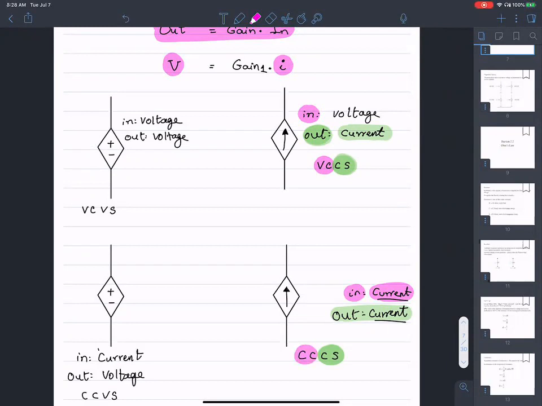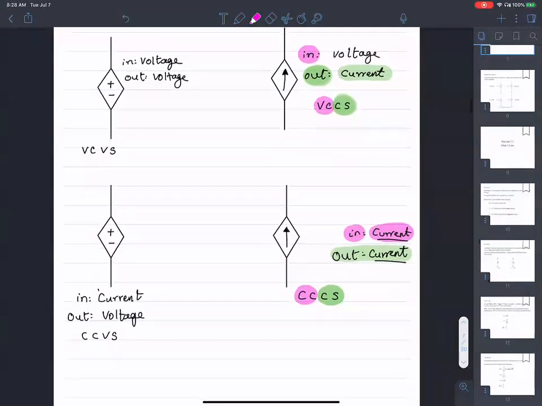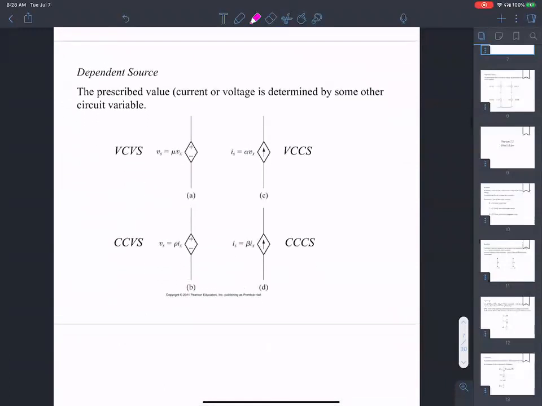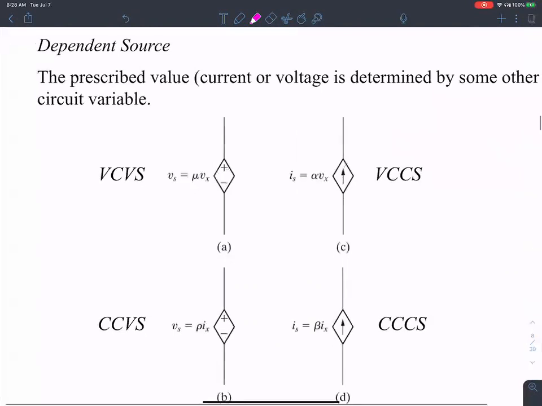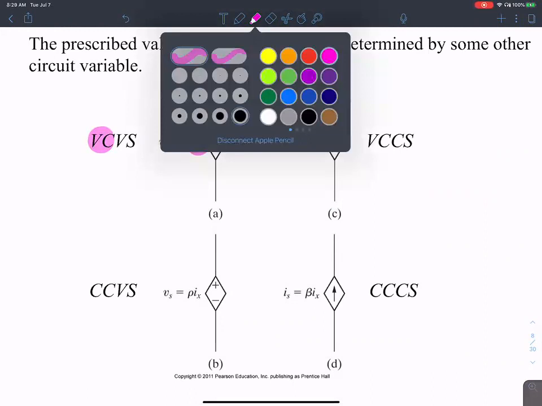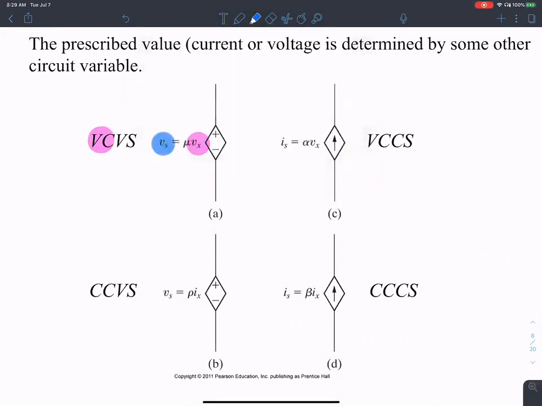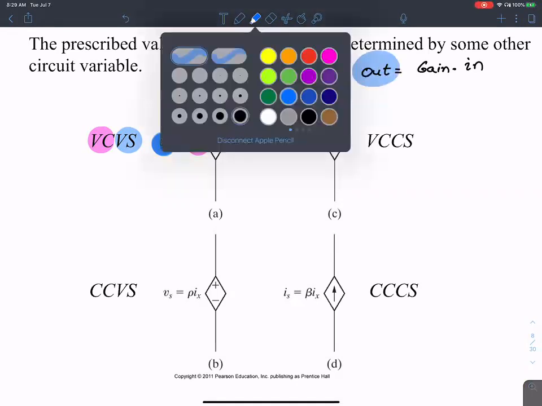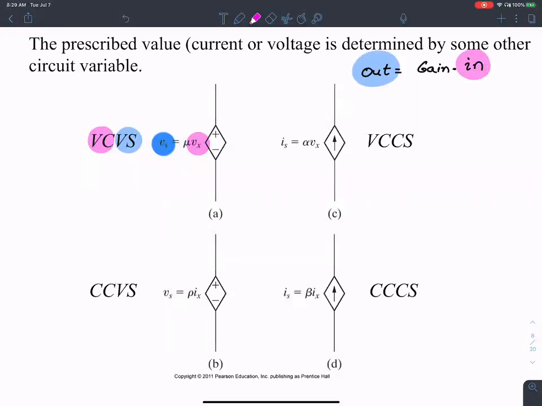Based on this understanding, let's look at the dependent sources. Don't pay too much attention to the terminology here. It's a very simple idea. The input is Vx, a voltage. That's voltage control. The output is a voltage, I'm sorry, that's the voltage source. Similarly, as I mentioned, the output is some gain times input. The output I'm showing using the blue highlight, and the input I'm showing using the red or pink highlight.